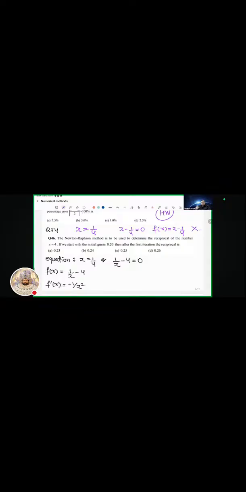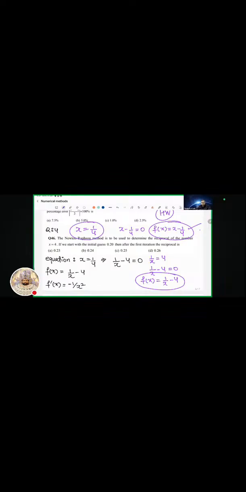This will give you wrong answer. Another way of doing it is I reverse it here. So 1 by x equals to 4, and then I say 1 by x minus 4 equals to 0. So my f of x is equal to 1 by x minus 4. According to you, is this what you should do, or this? What is your gut feeling?